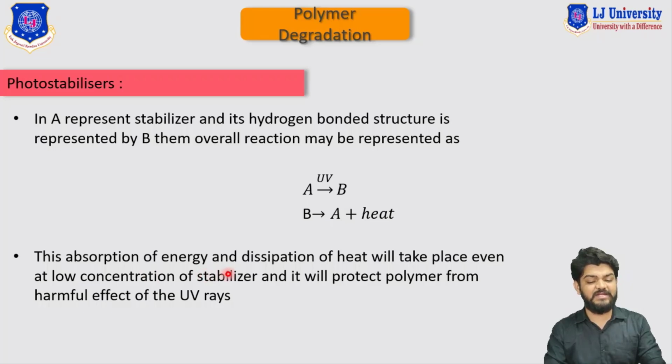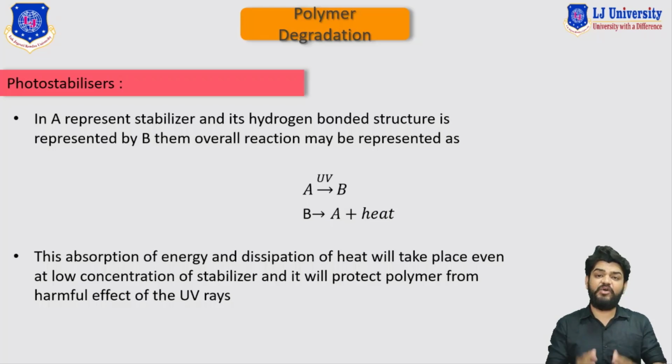This absorption of energy and dissipation of heat will take place even at a low concentration of the stabilizer, and it will protect our polymer from the harmful effect of the ultraviolet rays. So even if our stabilizer is present in a very dilute proportion, it will still protect our polymer, as the absorption of heat energy or ultraviolet rays has nothing to do with the concentration. The absorption of energy and dissipation of heat energy will always be there, even if the concentration of the stabilizer is very small, and it will always protect our polymer from the photodegradation process.